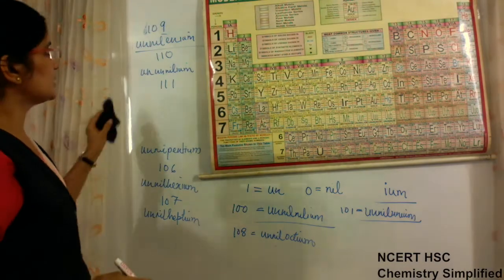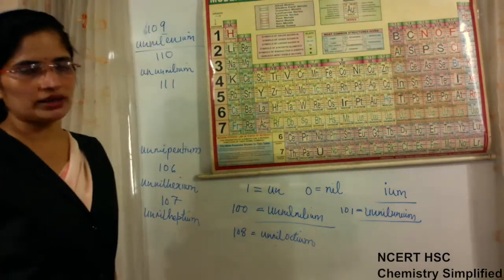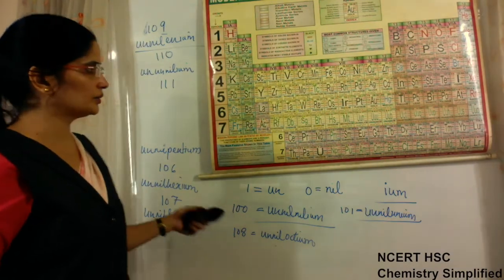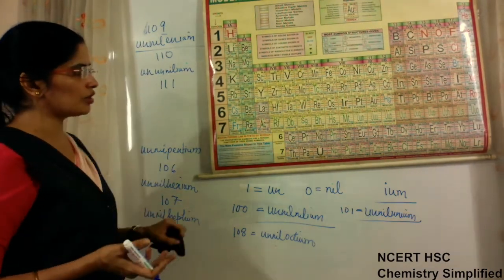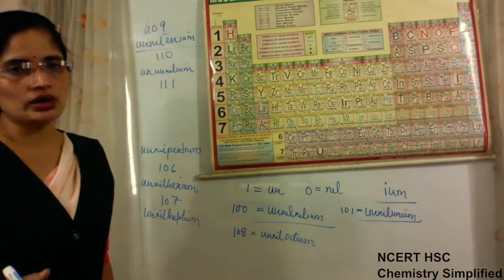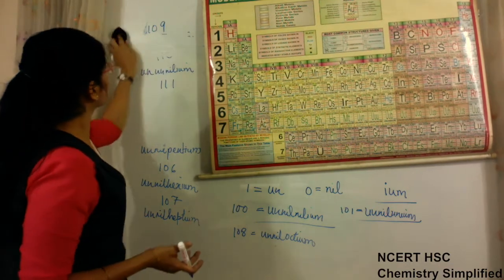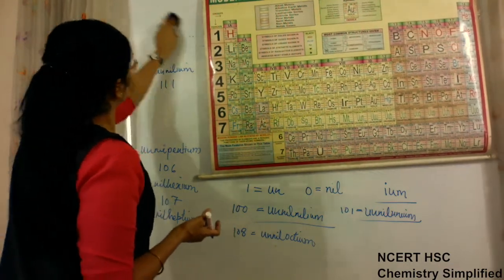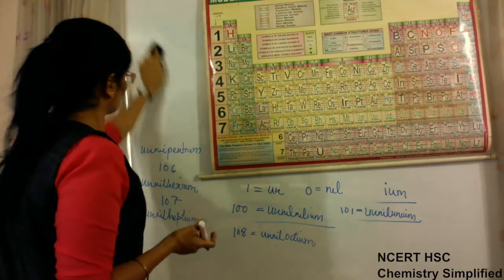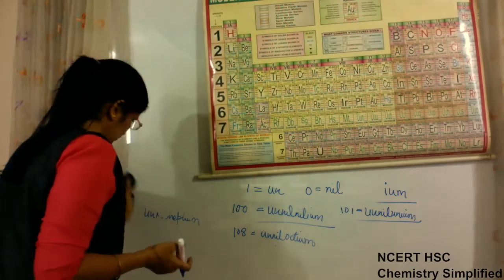So like this, the elements which have atomic number beyond 100 were named in this manner. Okay, though some other names are also there for them, but you will use these names only if you have to report the name of any element above 100. Okay.